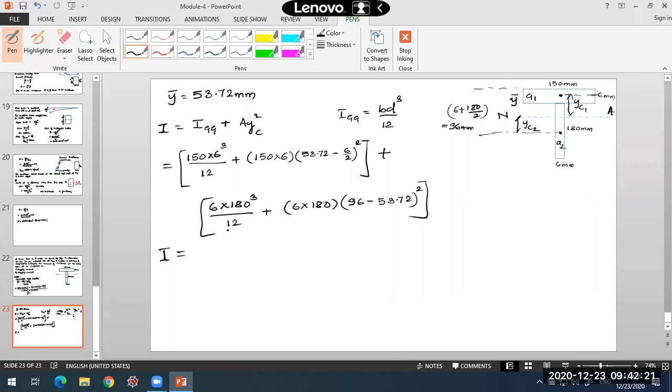We require two things: one is the location of the centroid first, then the moment of inertia of the section about that centroid.